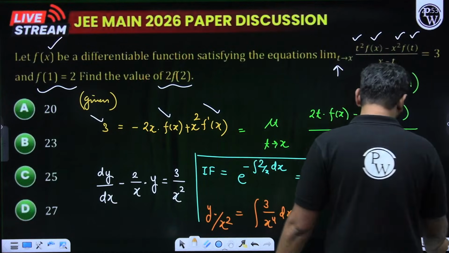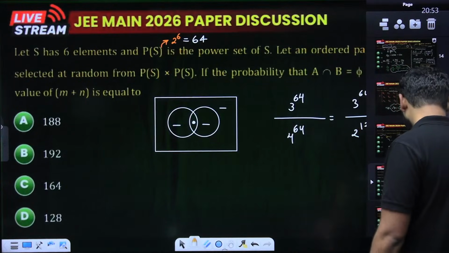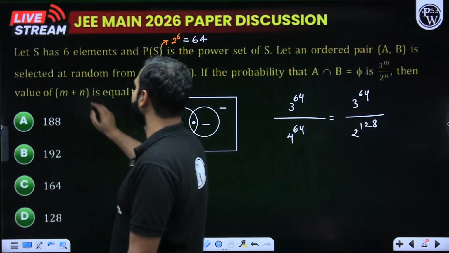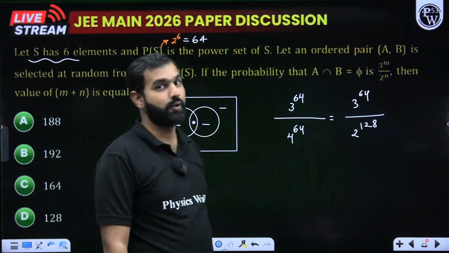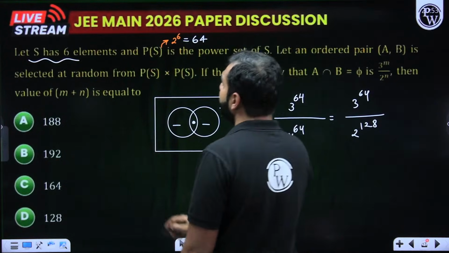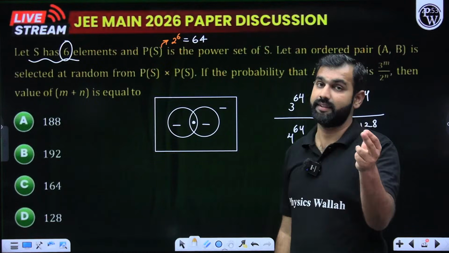With that, when I move ahead, when I show you the next question, yes, we do have the next question, a very interesting, a very amazing one. How do we solve this one, students? Let S have 6 elements. Okay, so there is a set S, and P(S) is the power set of S. Do you remember power set? Power set is the set of all the subsets. So if S has 6 elements, the power set of S will have 2 to the power 6 subsets.